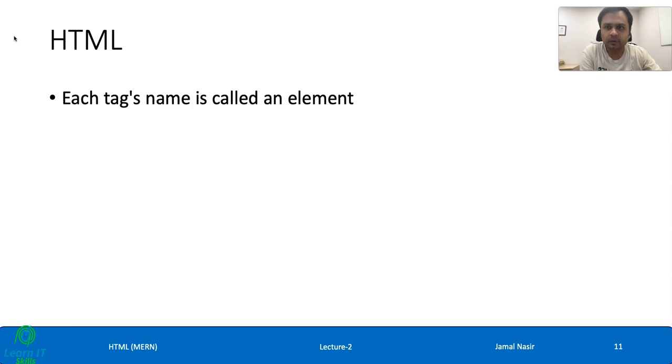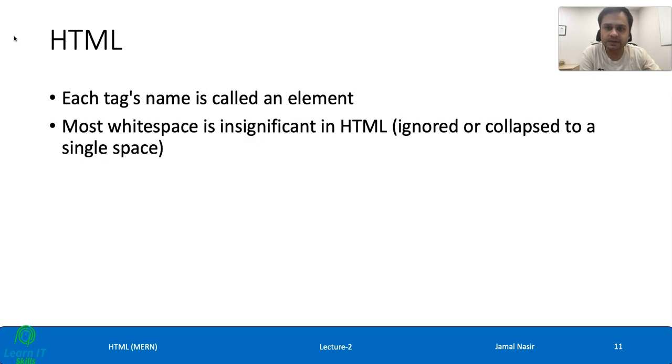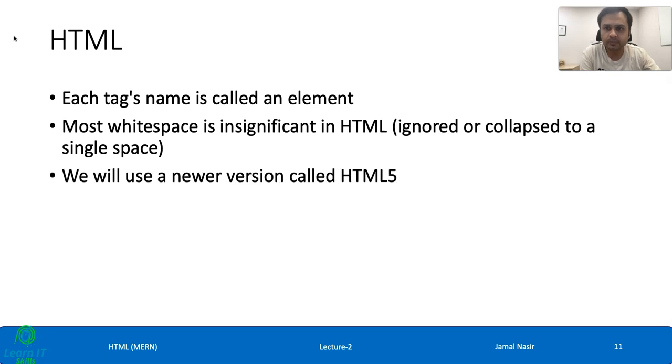Each tag name is called an element. This is very important because later, if we are using CSS or JavaScript, we have to call this element. If we want to modify any tag, we have to call it through its element. Most white space is insignificant in HTML, so basically it is ignored. We will use a newer version of HTML known as HTML5.